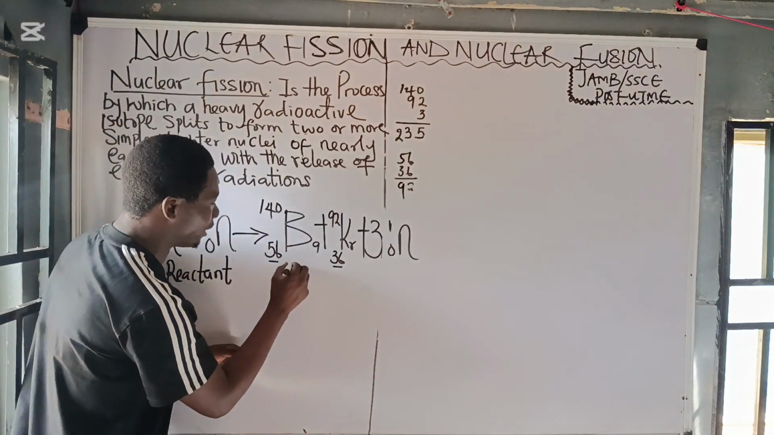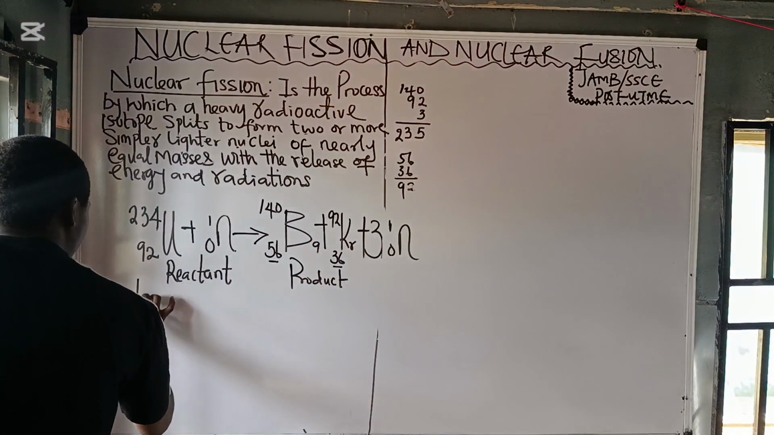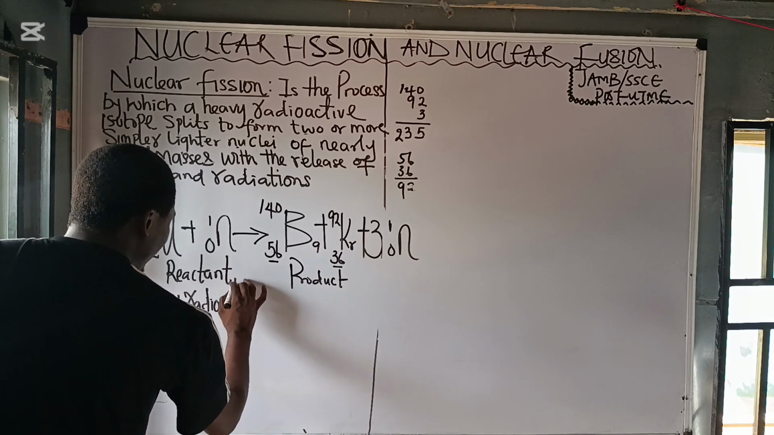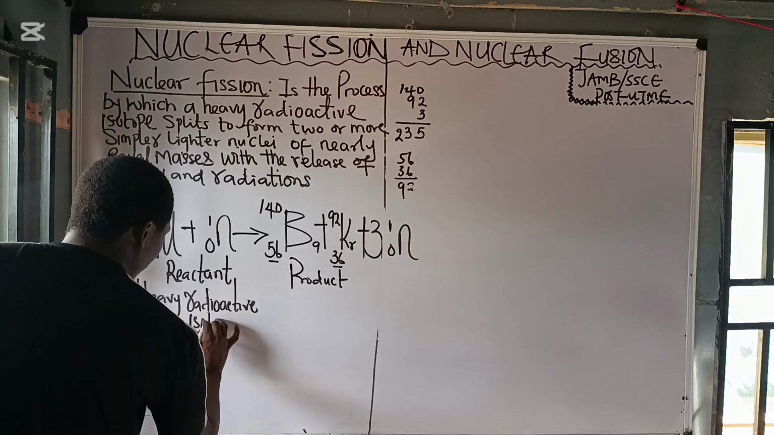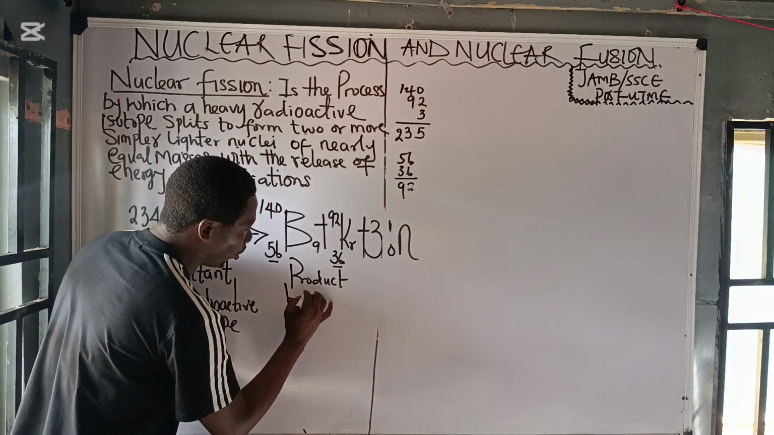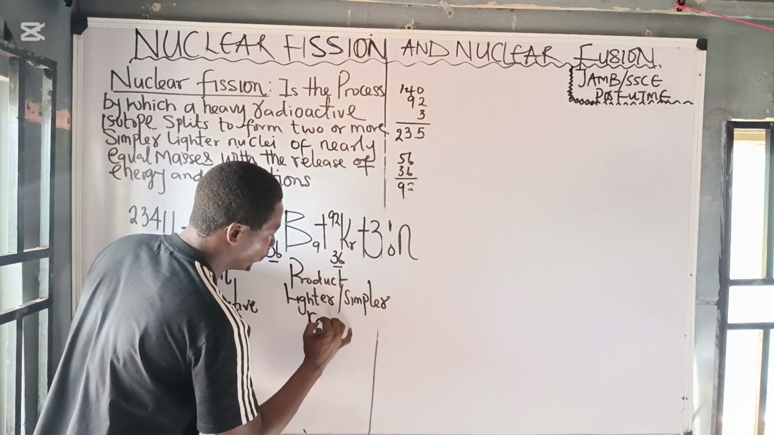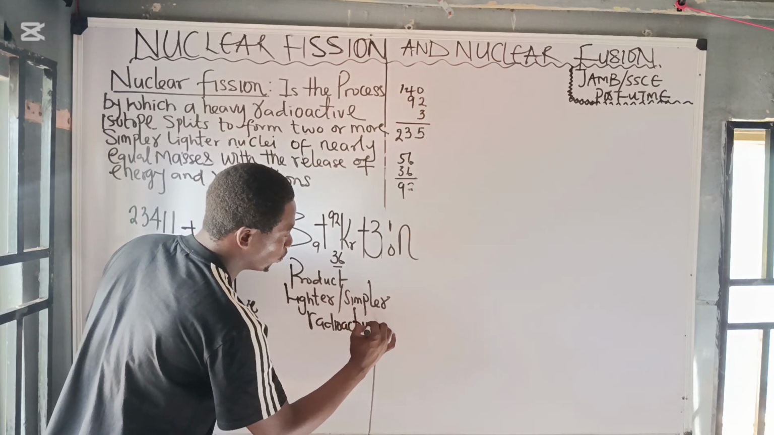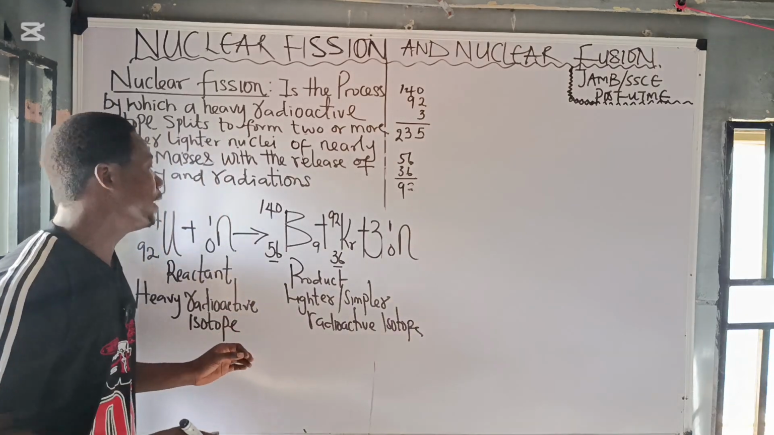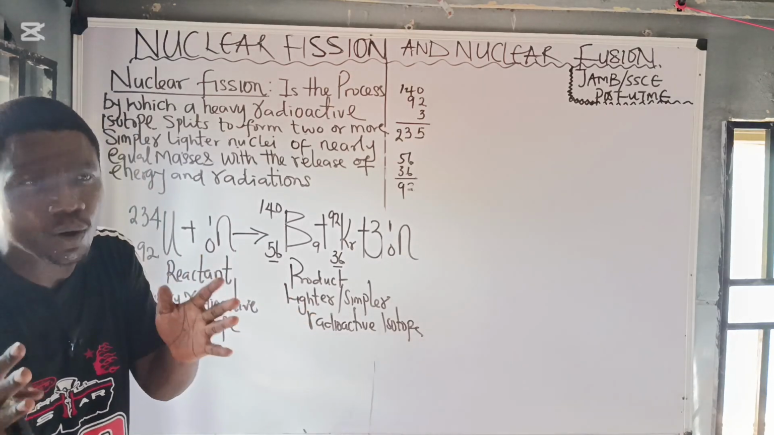Now, these guys are the what? Products. You will discover something: what we have here is a heavy radioactive isotope. But in this place we have lighter or simpler radioactive isotopes. You must note this. So in the nuclear fission process, a heavy radioactive isotope is broken down to lighter or simpler radioactive isotopes.